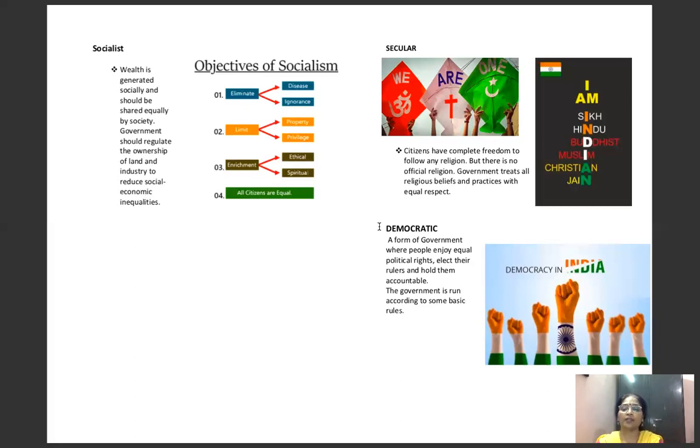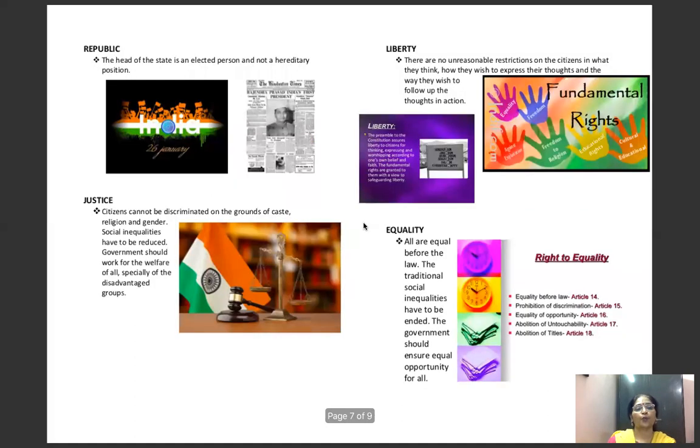Okay, and then the government is run according to some basic rules. We know they are limited, they have to abide by the constitution. Okay, and then of course we see that the next value which comes in, that is republic. The head of the state is an elected person and not a hereditary position. Now see, there's a very thin line between democratic and republic.